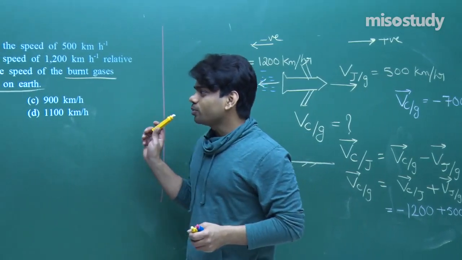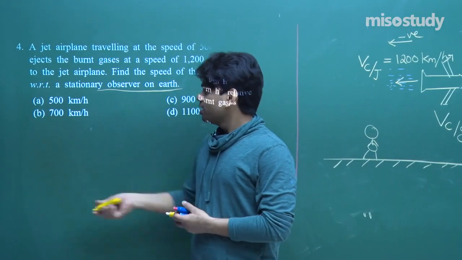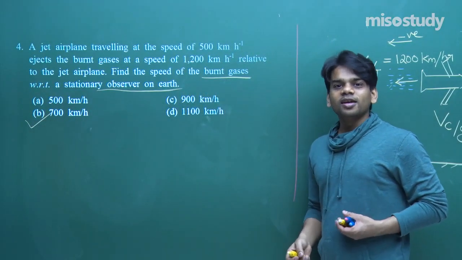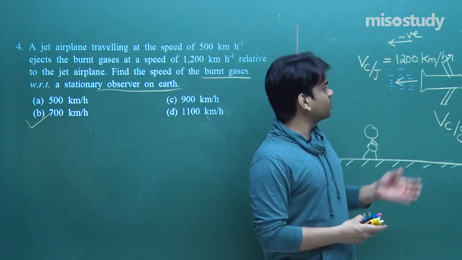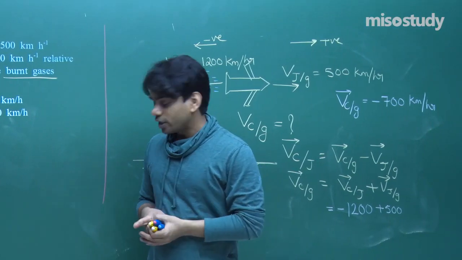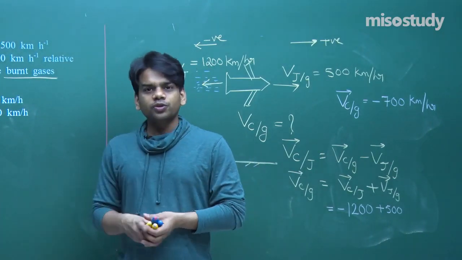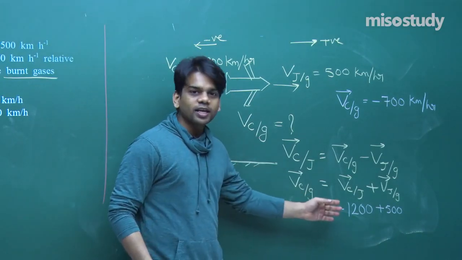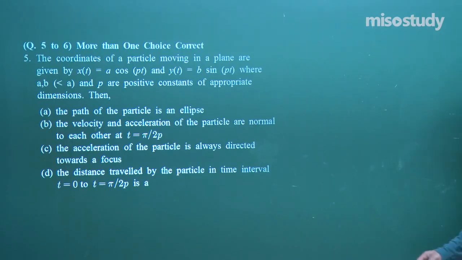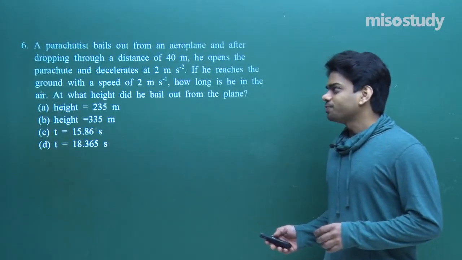So from here, option A is 500, B is 700. So yes, option B is the right answer, that is 700 km per hour. And since we got negative, that signifies it's moving towards the left hand side. I hope this gives you a better understanding of this question. Take note of this entire solution. I believe you have understood how to solve this kind of question. Let's go with the next one.